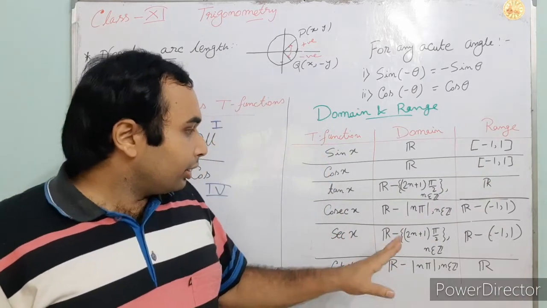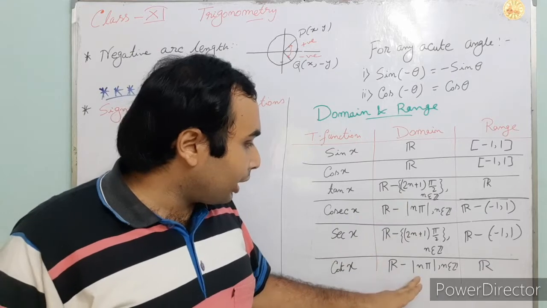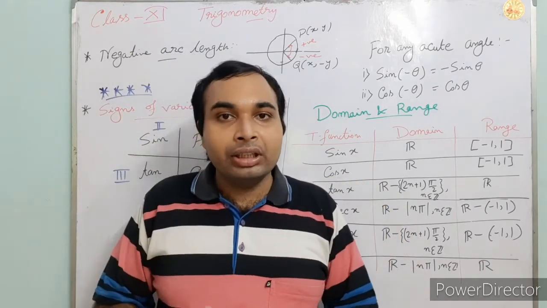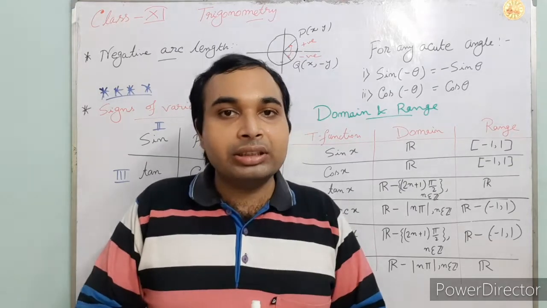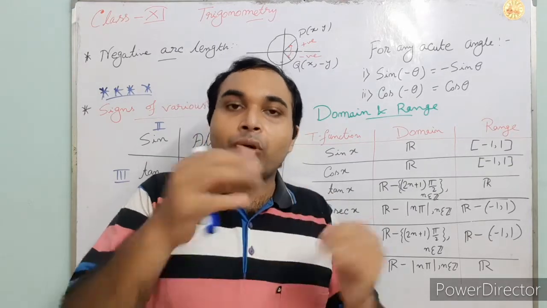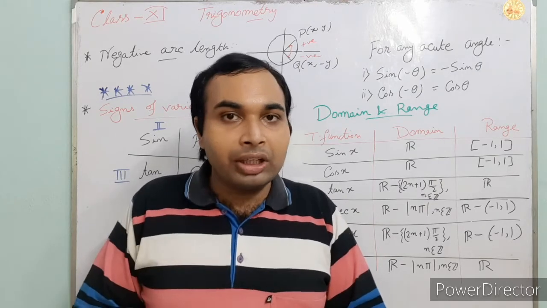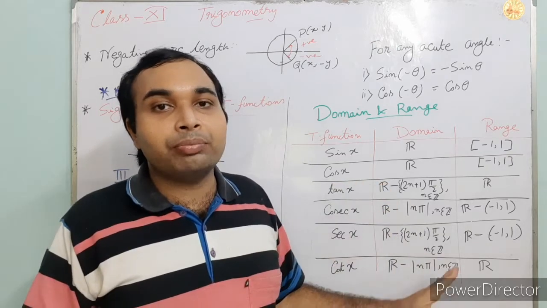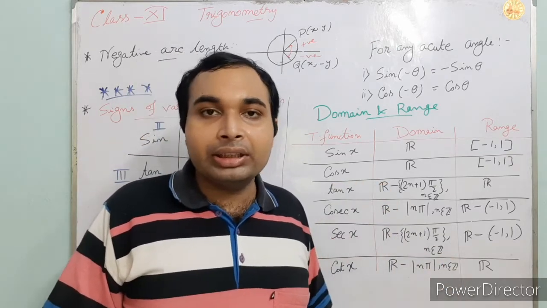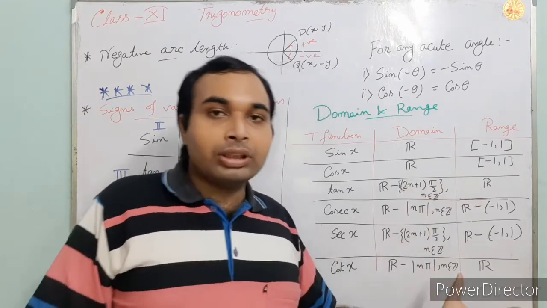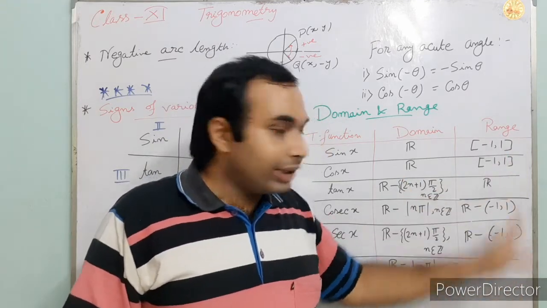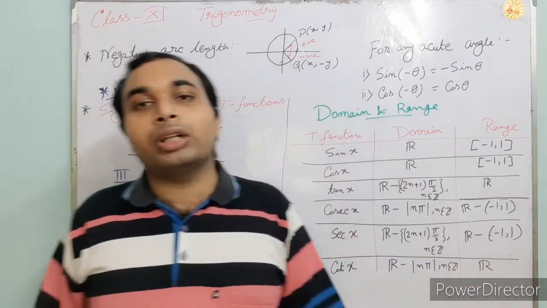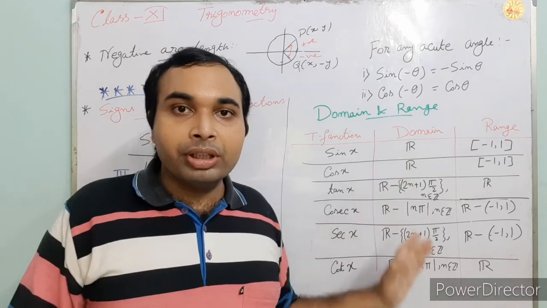And for cot the same thing, the n pi, because cot is cos by sine, and sine n pi is 0, so cos by sine means cos by 0 if we take, so it is undefined. So cos by 0 is undefined, that's why we cannot take in the domain of cot x the form of n pi, where n is an integer. So that will be subtracted, and also in the range we will get the all real number set. So this is the total discussion of the domain and range of the trigonometric functions.